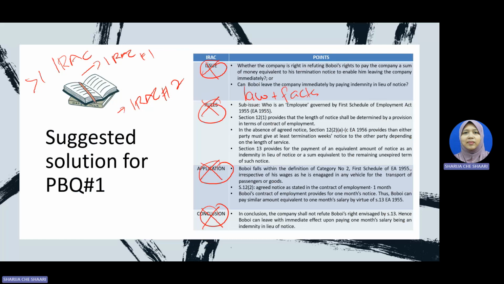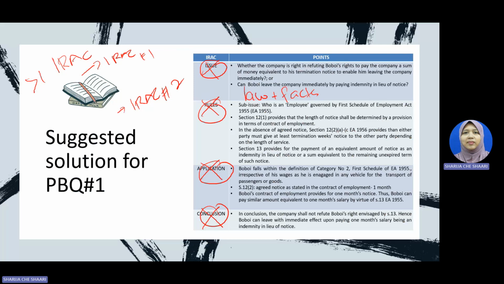The law says that the length of notice shall be determined by the terms of employment, section 12(1). And in the absence of an agreed notice period, section 12(2)(a) until (c) is applicable, depending on the employee's length of service. And then you generally mention section 13. An employee may pay the employer indemnity in lieu of notice if he wants to leave immediately, or the employee submits the notice but does not wait for the notice to expire. Therefore, the employee must pay the employer the amount of the unexpired notice, the remaining amount.